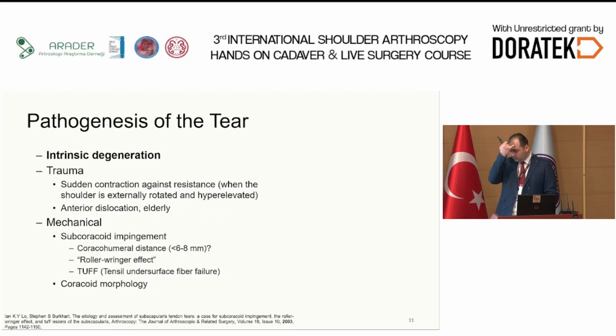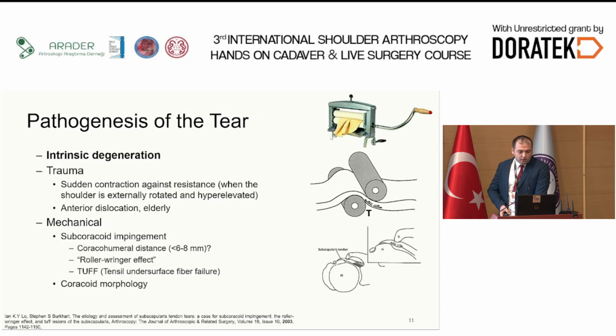It is generally accepted that tears are commonly a result of a functional problem and intrinsic degeneration rather than a mechanical impingement, like the superior and posterior cuff. Rarely, the tear may occur with a trauma, and sudden contraction against resistance may be the mechanism of that. And in elderly patients, anterior dislocation may be the mechanism. There are mechanical theories also, but they are not new.